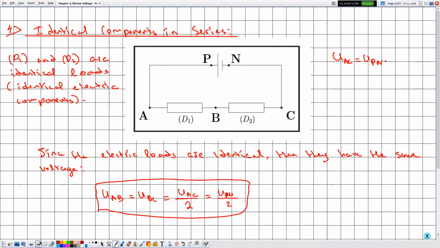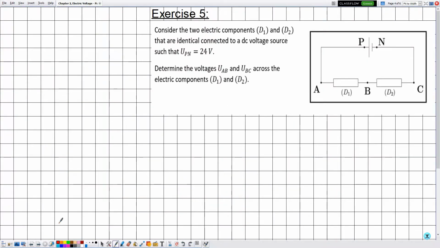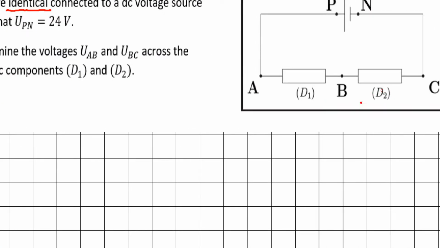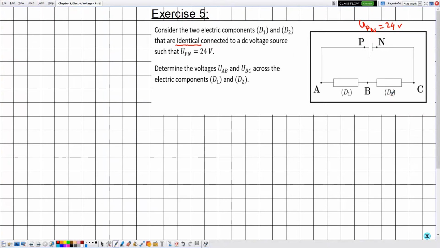So let's consider exercise number 5 as a direct application of what we have explained now. They are telling me to consider the two electric components D1 and D2 that are identical connected to a DC voltage source such that UPN is equal to 24 volts. So for sure they are talking about this document. Then the trick in solving this exercise is to label the voltage here. UPN is equal to 24 volts, knowing that D1 and D2 are identical components. Now they are asking me to determine the voltage UAB and UBC across the electric components D1 and D2.